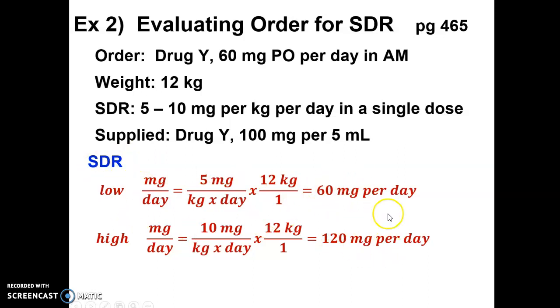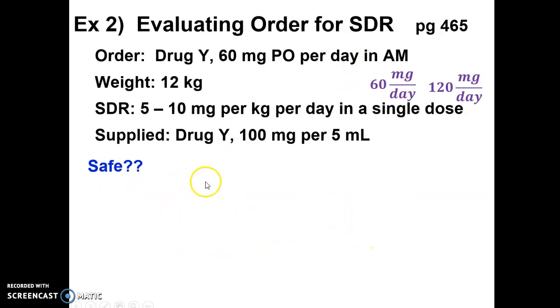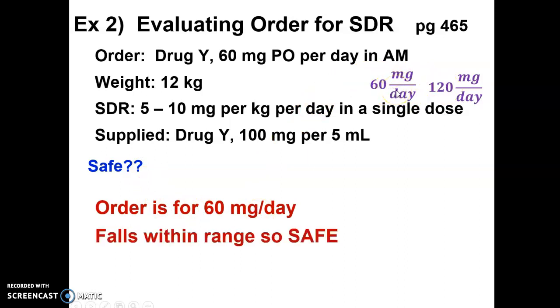All right, so now that we've calculated the safe dosage range, we've got to figure out, is it safe? Is the order that the doctor has ordered safe based on the safe dosage range? Fast forwarded here, I've got my safe dosage range over here, 60 milligrams per day all the way up to 120 milligrams per day. Now our order said to give 60 milligrams by mouth per day in the morning. So here, our order is for 60 milligrams per day, and that is within our safe dosage range. In fact, it's the minimum that we can give, but it falls within the range, so it is safe. We can go ahead and give that medication.